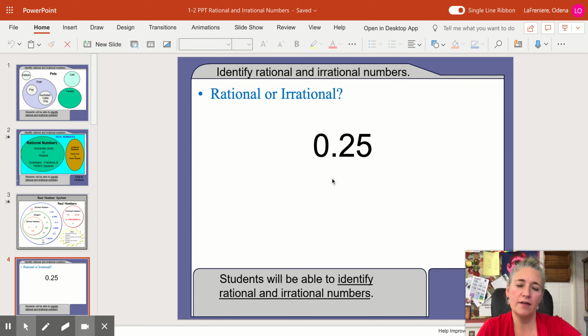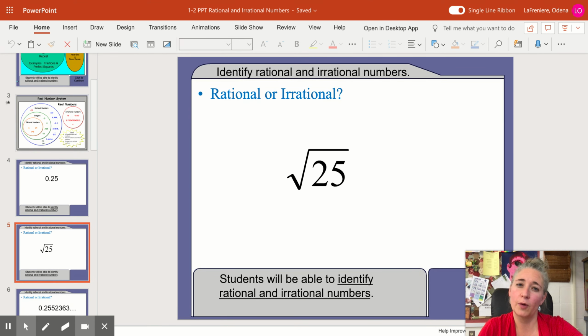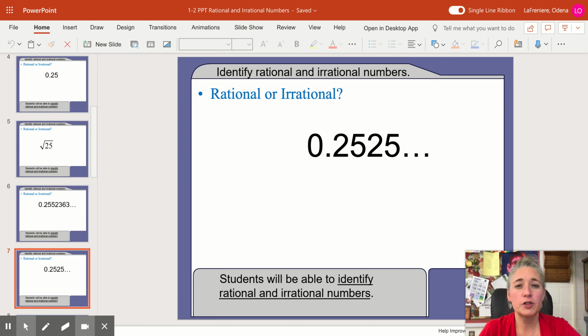So 0.25 is rational because it's a decimal that ends. Square root of 25 is rational because it is a perfect square root. 0.2552363 is irrational because it never ends and never repeats. 0.2525 would be repeating, so it is rational.